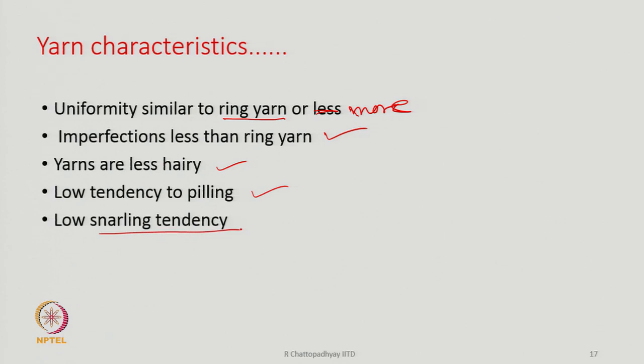Low snarling tendency, this is another good point, but less covering power. Yarns are not very bulky, yarns are quite lean. In comparison to ring yarn also, their diameter is a little less, they are more compact.